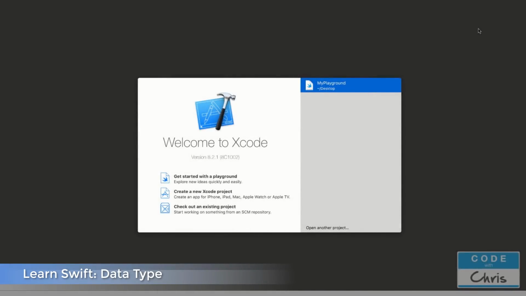Hello, welcome to Learn Swift for Beginners, Lesson 2. In this lesson, we're going to talk about data types. Did you know that in the previous lesson you were already working with different data types? Well, let me point it out to you.